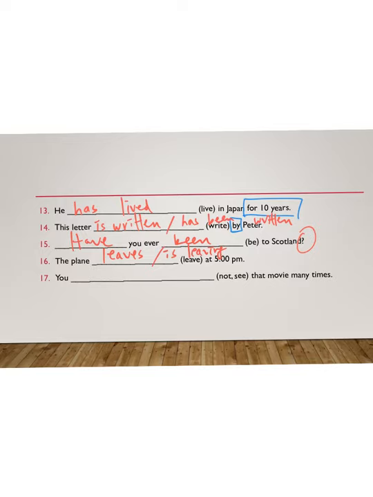Okay, lastly, question number 17 is very similar to question number 15. We are talking about past experiences, especially the number of times that you have done something. And that's why we use present perfect tense. With the not here, we just put not in between, and then the past participle here. You have not seen, because you can do the action, we use active voice. You have not seen that movie many times.